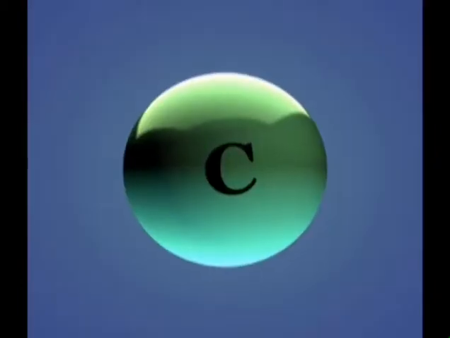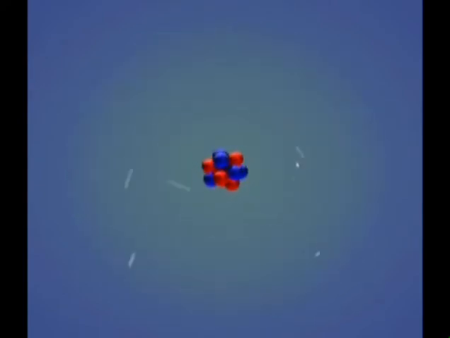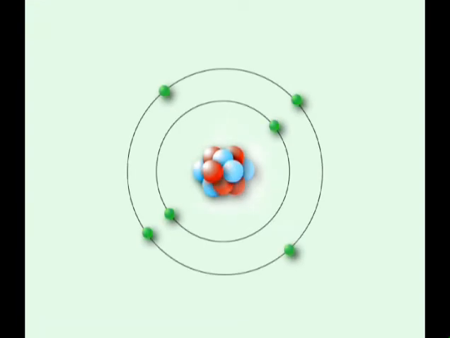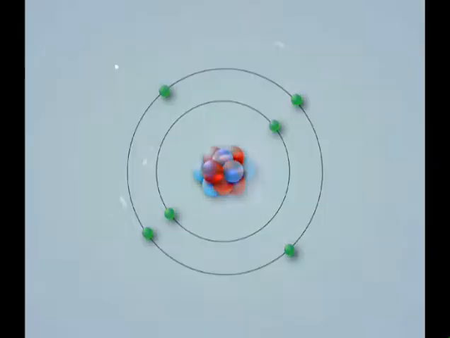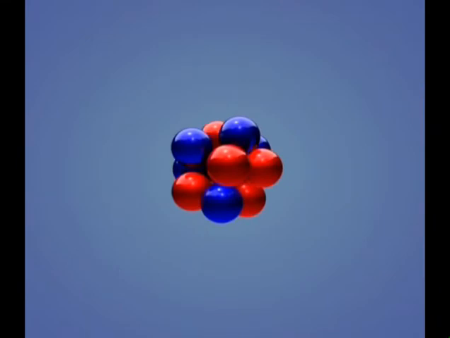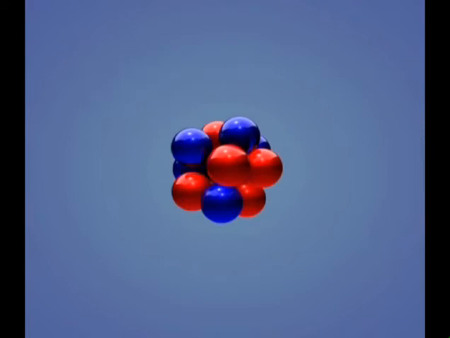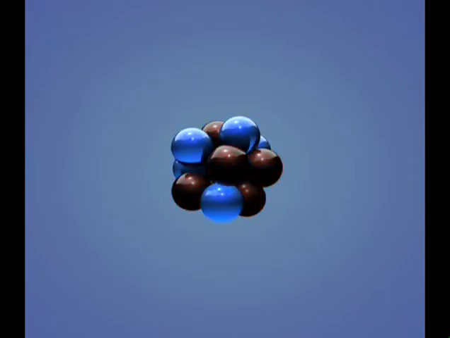Believe it or not, atoms are made up of even smaller particles called subatomic particles. There are three different types of subatomic particles: protons, neutrons, and electrons. In the center of the atom is the nucleus, which is made up of protons and neutrons. This is a model of an atom of carbon. It has 6 protons, which have a plus sign, and 6 neutrons.